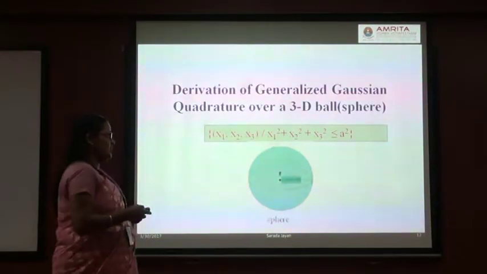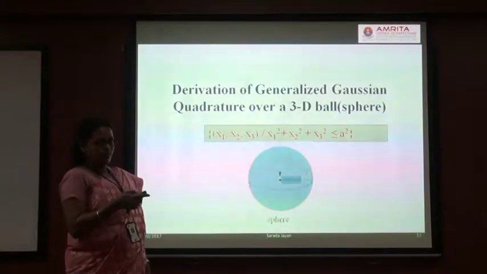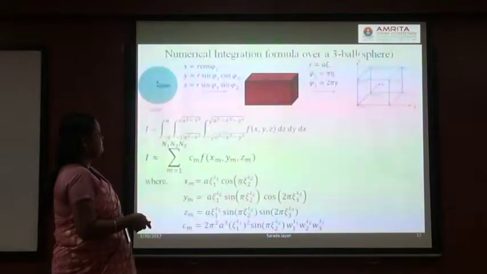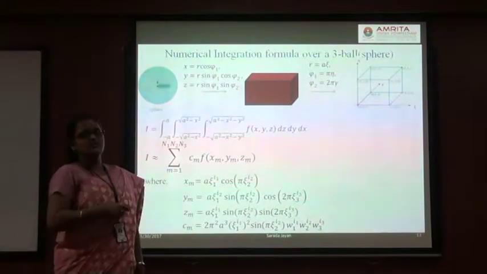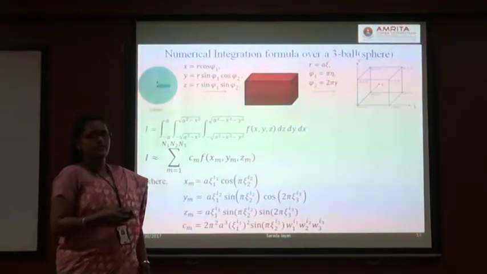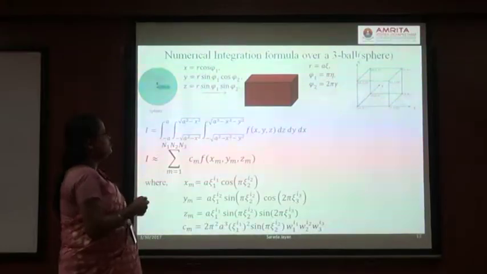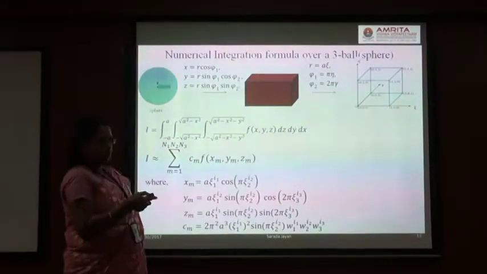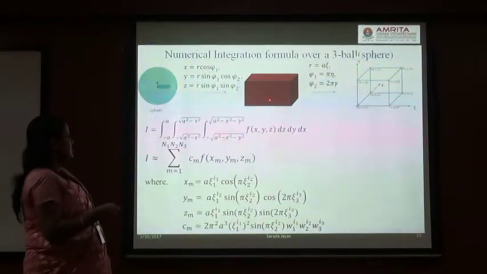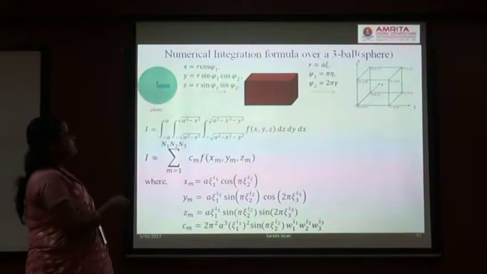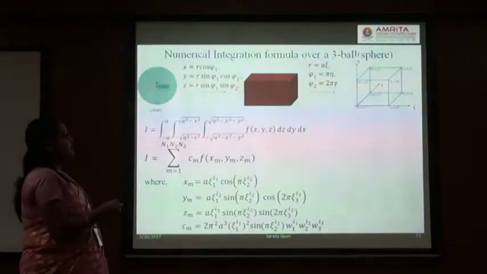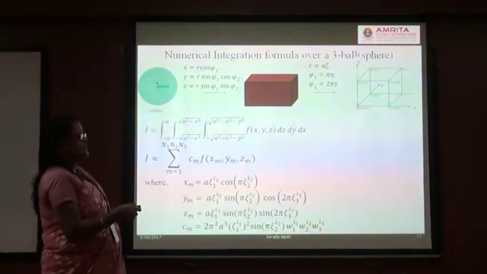Next we will derive the same thing for a 3-dimensional ball, which we call a sphere. So this is a particular sphere. Here we apply the same concept as in 2D. In 2D we transformed it to a rectangle, then to a 0, 1 square. In 3D we will transform the sphere to a cuboid and then to a 0, 1 cube. So the transformation goes like this. This is the complete derivation. These are the transformations used: the transformation from spherical coordinates to the cuboid, and then the linear transformation is applied.